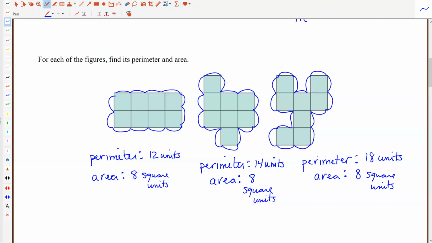Now, while you might normally be asked to find the perimeter and area of more typical shapes like rectangles or triangles or trapezoids or something like that, I think these examples just highlight the difference between what you're finding when you find perimeter versus when you find area.